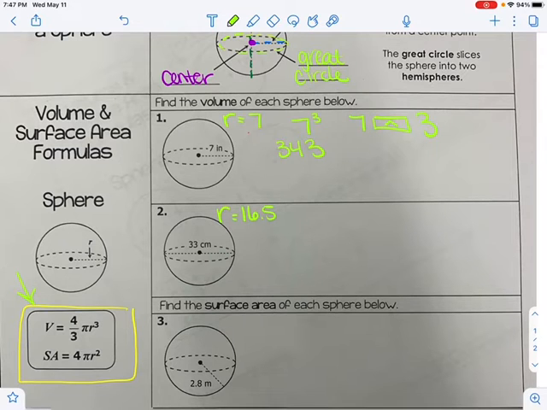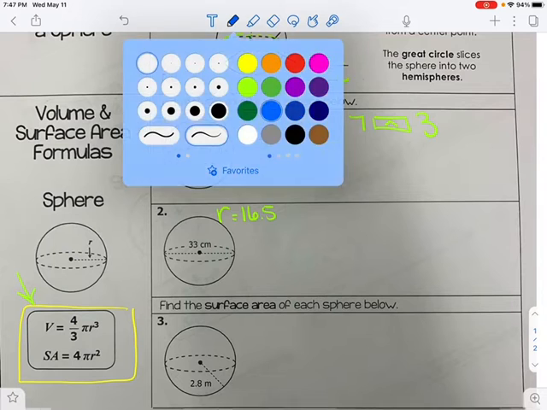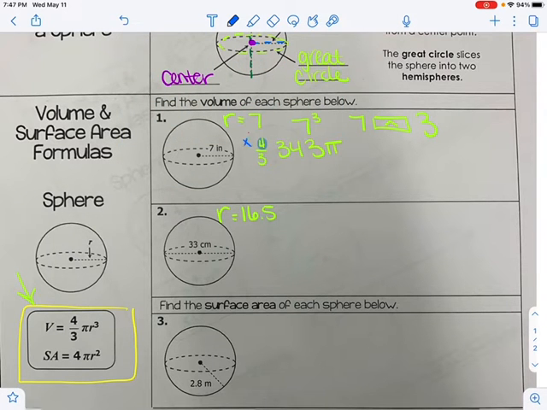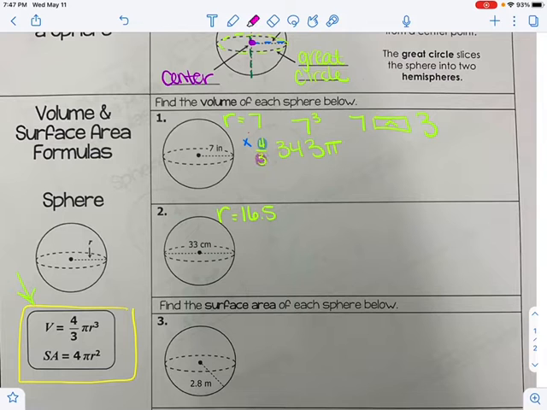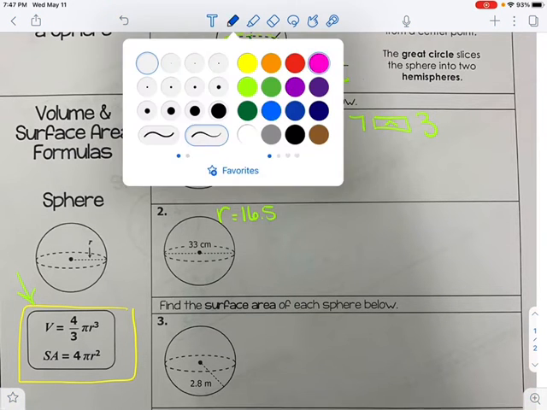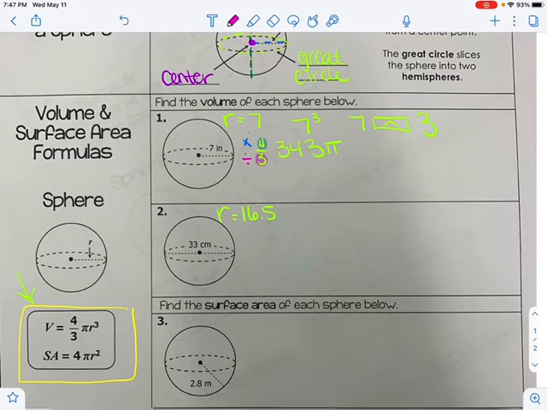After you cube it, stick a pi with it, because all things circles always have a pi. And then you have your fraction 4/3. What we need to remember about 4/3, or any fraction really, is the top always means multiply. The bottom always means to divide. So in this case, it's multiply by 4, divide by 3.